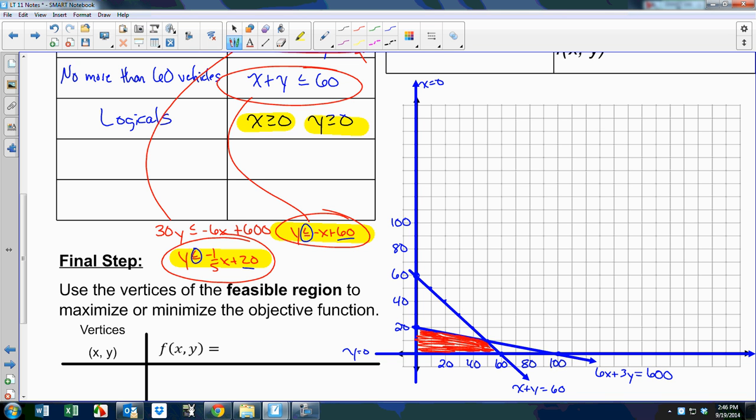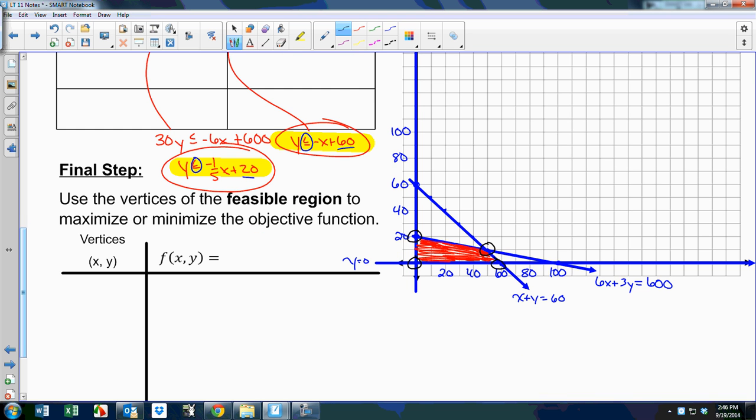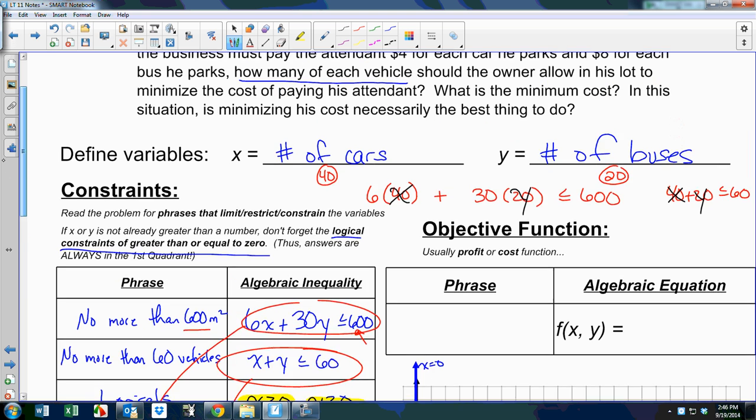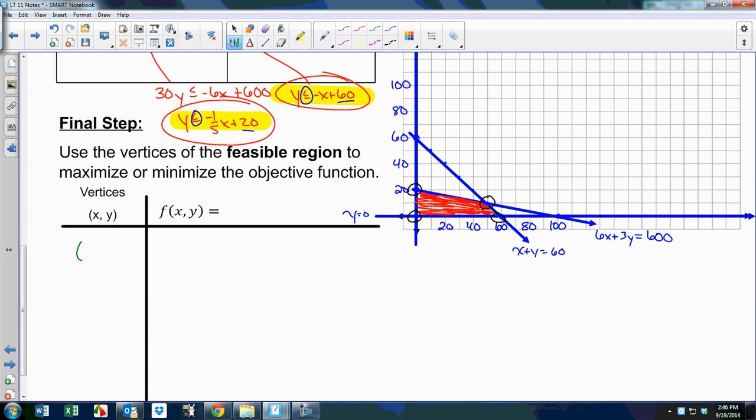which clearly has 4 vertices, 1, 2, 3, 4, to plug into our function, which we're going to need to go back and write because I think I forgot to do that. Yep. But the 4 vertices are (0, 20), (0, 0), (50, 10), and (60, 0).